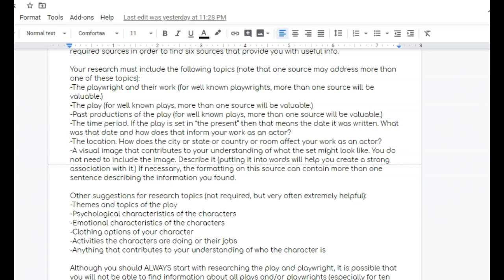And then we get to the location. How does the location affect your work as an actor? If the location is not clearly defined, you might have to decide on where exactly the play is set. Bear in mind, this isn't just city and state, or what about the room? Where are you? How does where you are affect what you're doing? I also want you to come up with a visual image that contributes to your understanding of what the set might look like.